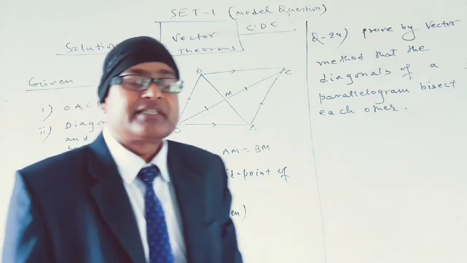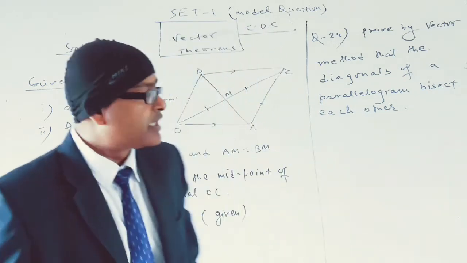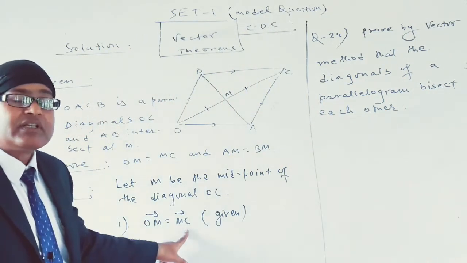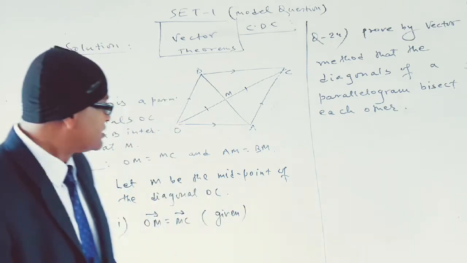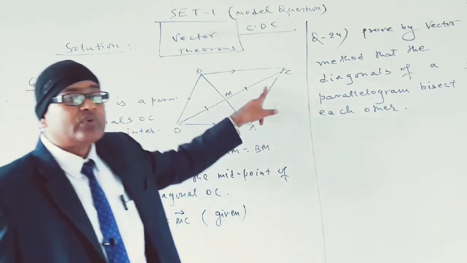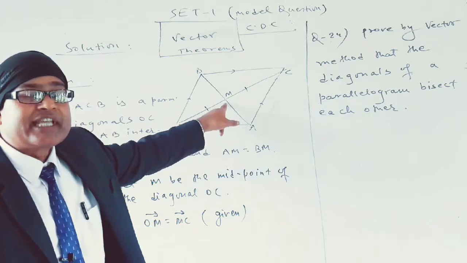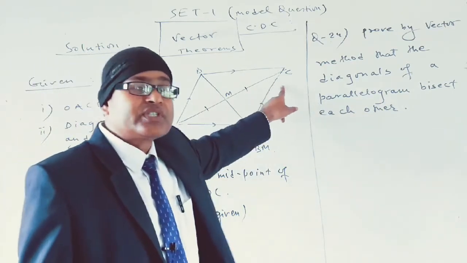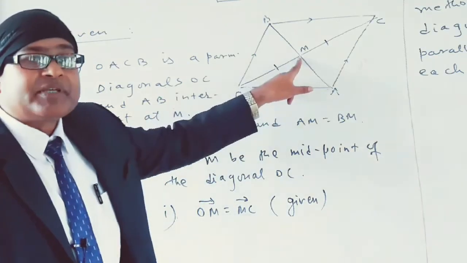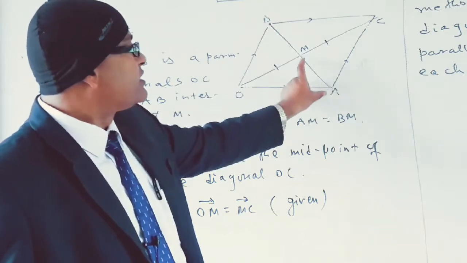The vector OM is equal to vector MC. If any two vectors are equal, they are equal in magnitude also. So at first we write down OM is equal to MC because we have supposed M as the midpoint of diagonal OC. Now by supposing M as the midpoint of diagonal OC, we'll show BM is equal to MA.